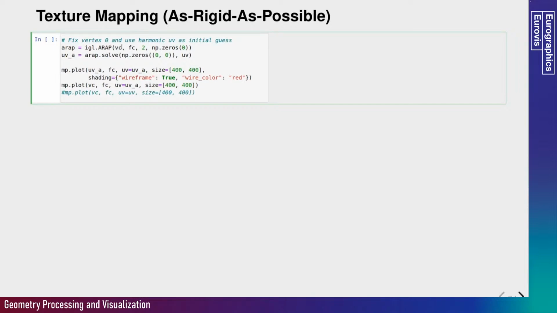So for ARAP we just call this constructor here, we hand in the vertex coordinates, the faces, the dimension for which we want to run the ARAP energy minimization, as well as the indices of the boundary vertices, which are set to fixed positions. Once we generated this ARAP object, we can call the solve function on top of this ARAP object with arbitrary positions for our fixed vertices, and in this case we just set vertex 0 as a fixed vertex, and we set this to the coordinates 0, 0.